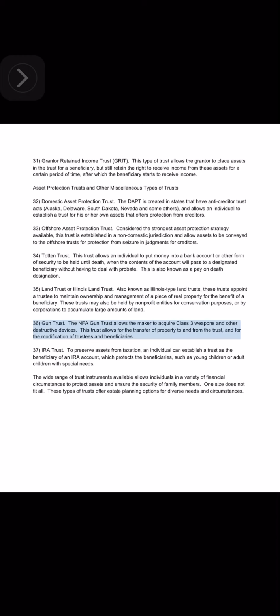36. Gun Trust. The NFA Gun Trust allows the maker to acquire Class 3 weapons and other destructive devices. This trust allows for the transfer of property to and from the trust, and for the modification of trustees and beneficiaries.